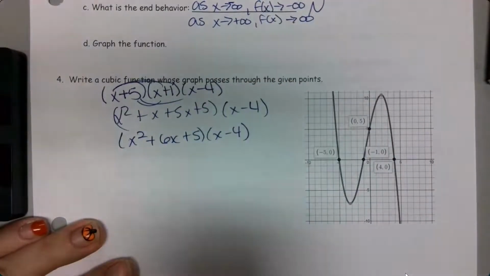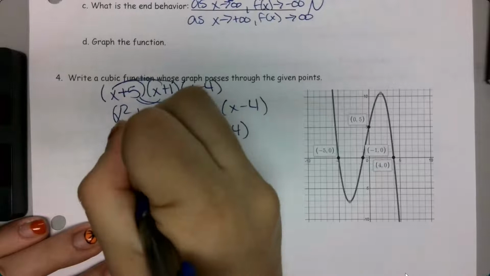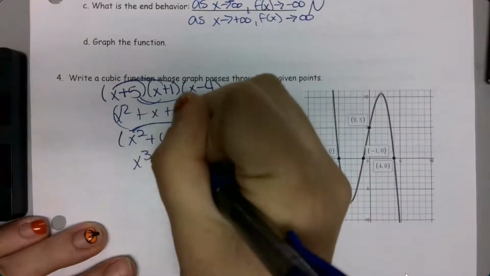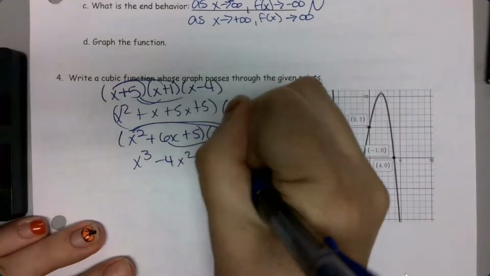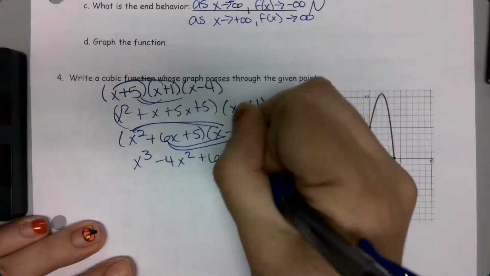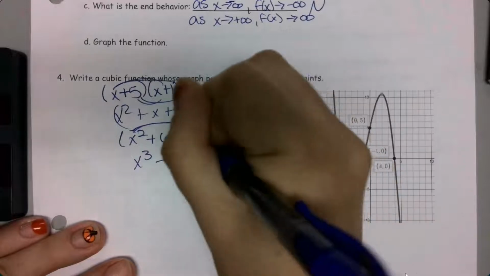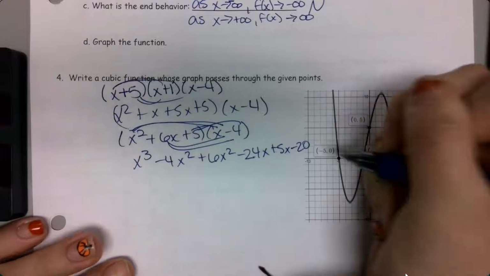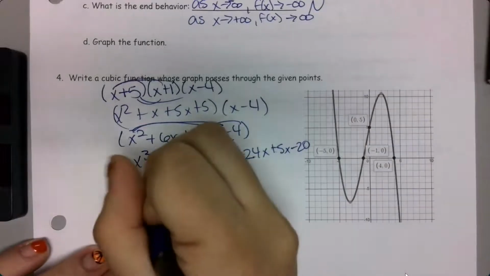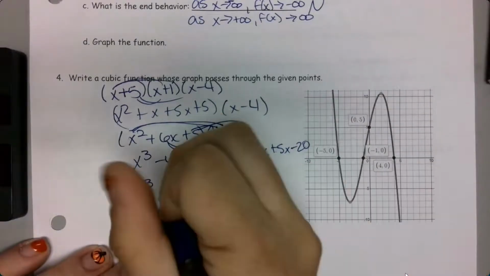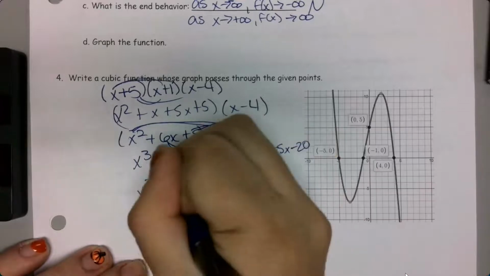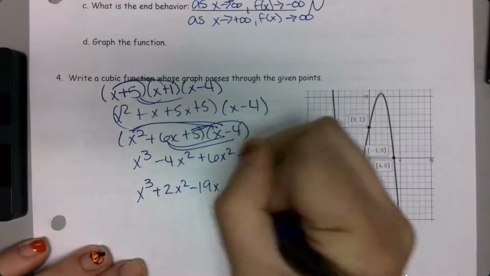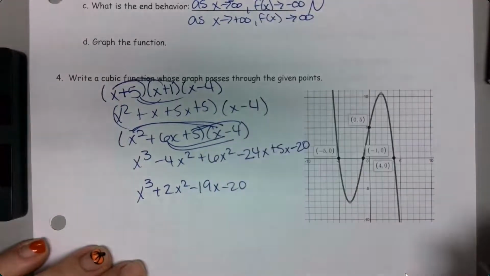And I'm going to keep distributing. So I have x squared times x is x cubed. X squared times negative 4 is negative 4x squared. 6x times x is 6x squared. 6x times negative 4 is negative 24x. 5 times x is 5x. 5 times negative 4 is negative 20. I'm going to combine like terms. So I have x cubed plus 2x squared minus 19x minus 20.